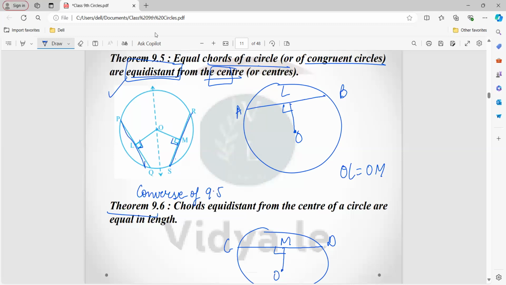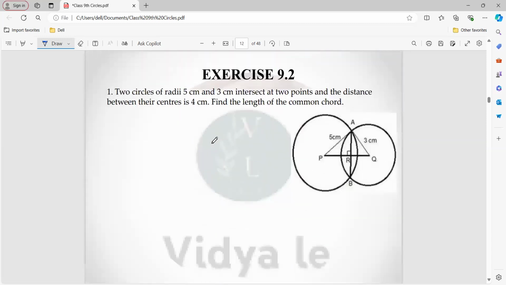Here we have chords equidistant from the center. That is, if the chords have equal distance from the center, then the chords are also equal. If the two chords have equal distance from the center, then the two chords are also equal. All right. Is it clear? Wonderful. Now, let's start exercise 9.2.